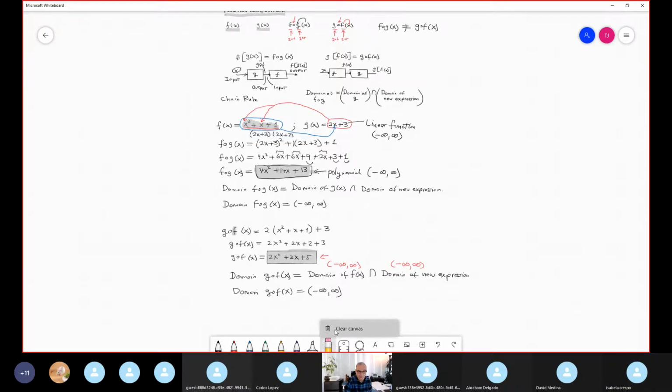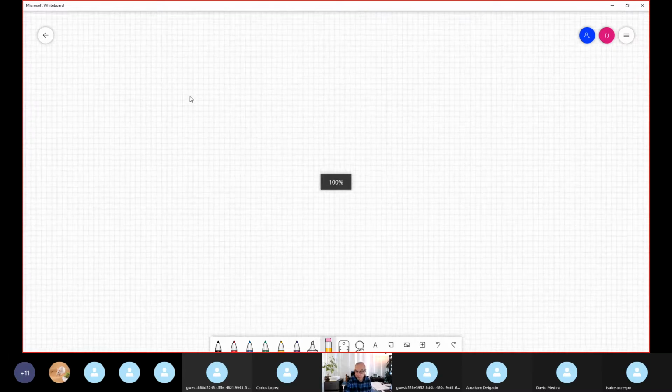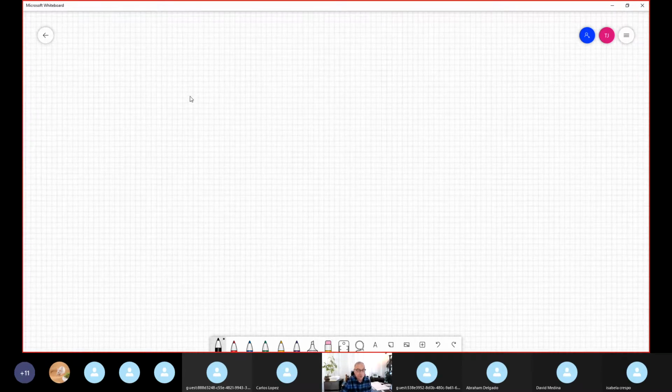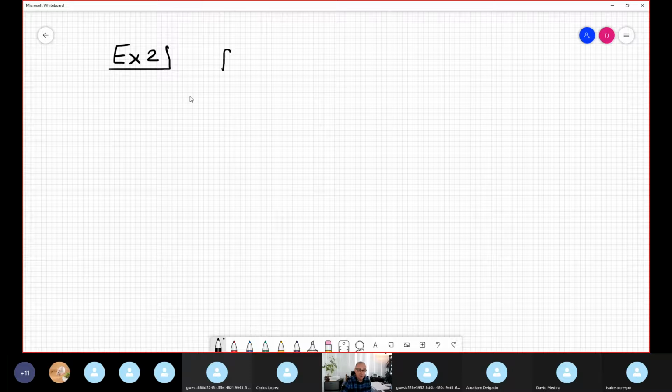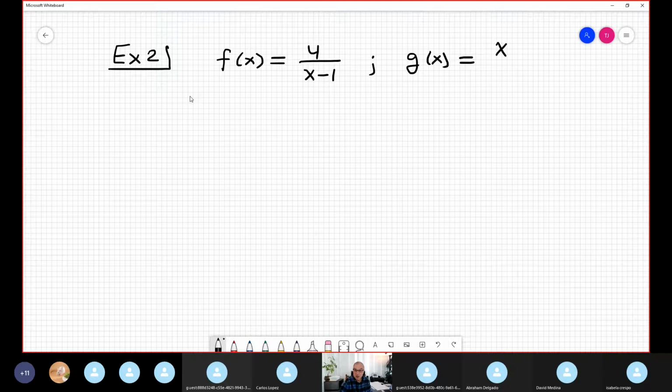Okay. Let's see another example. Example 2, more interesting. Example 2, we have two functions. F of x is equal to 4 over x minus 1, and g of x is x over x plus 3. And the same question, I need to find the composition in the specific order and state its domain.